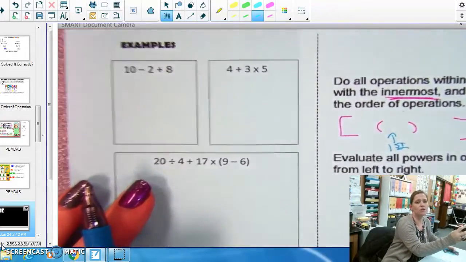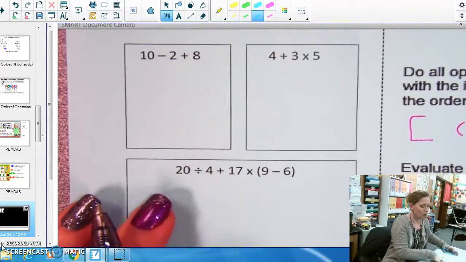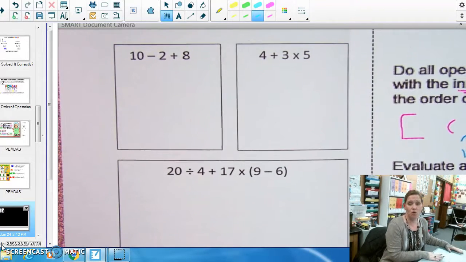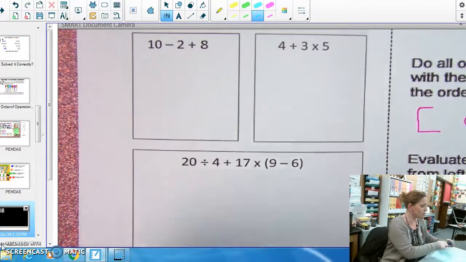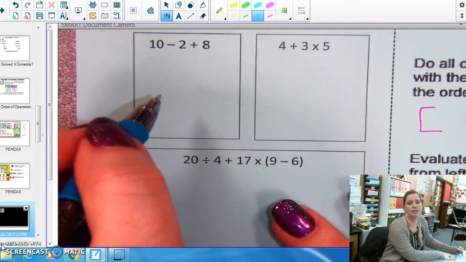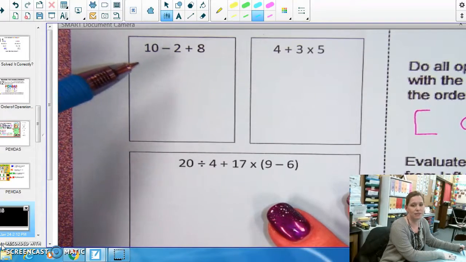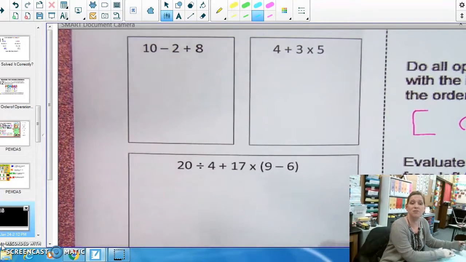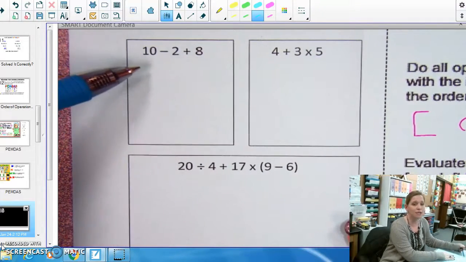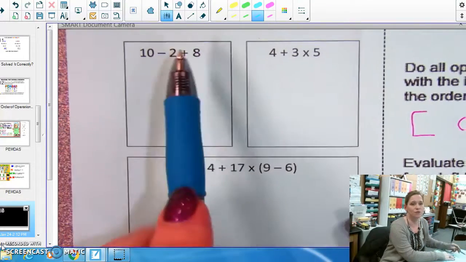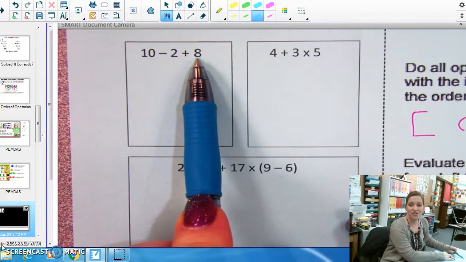So what I'm going to do is one problem with you. You can write it down and follow along with me, and then you're going to do the next one on your own and show your teacher. So the very first problem is 10 minus 2 plus 8. According to the order of operations, parentheses. There are no parentheses, so I don't have to worry about that. The next step is exponents. I don't see any exponents in this problem. So the next step, multiplication or division from left to right. I don't see any multiplication or division.